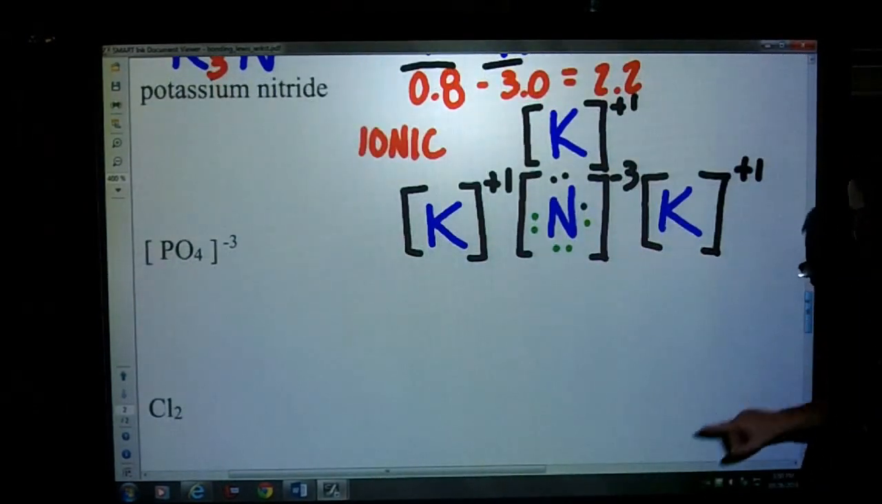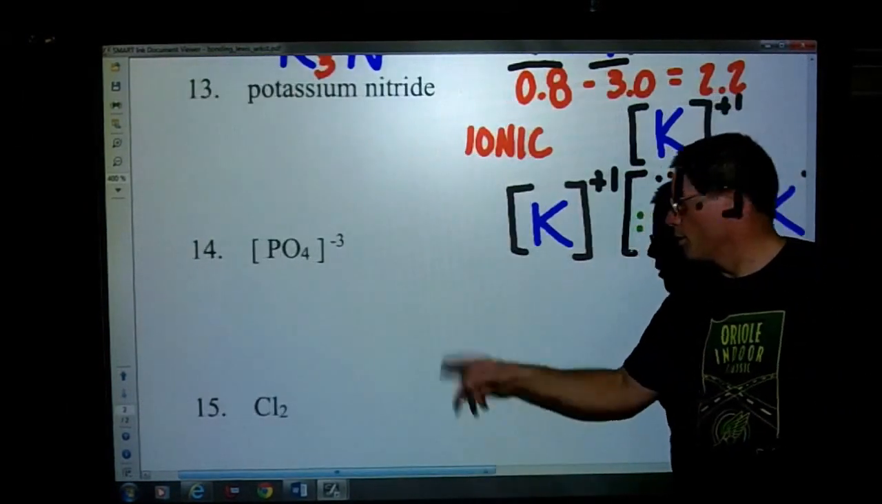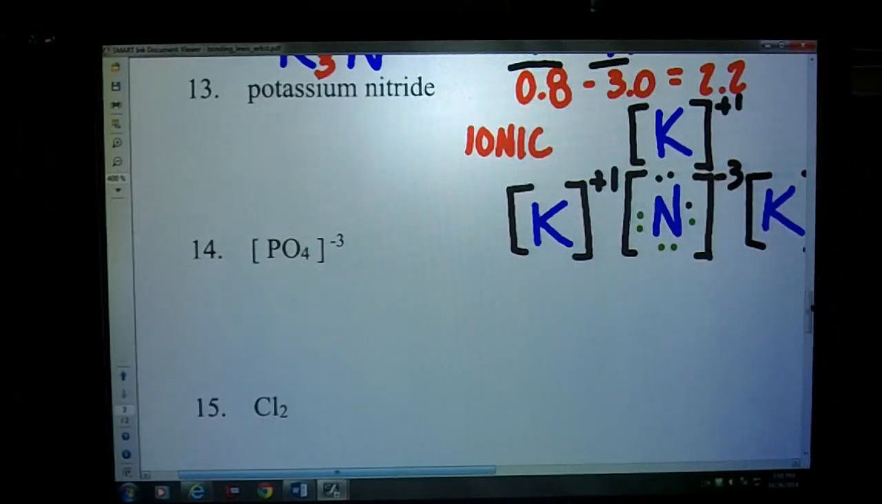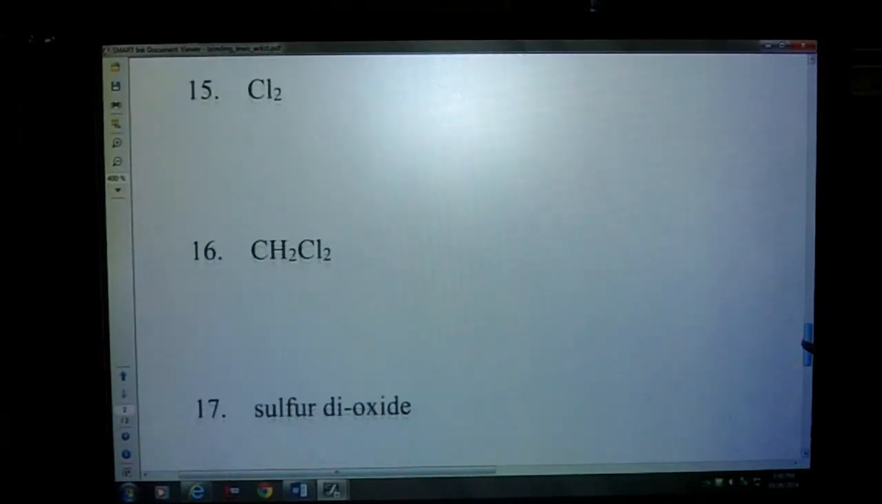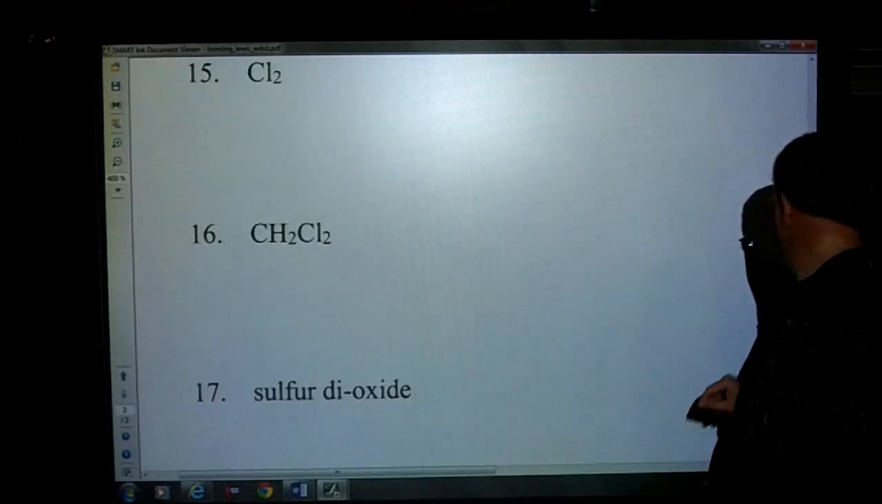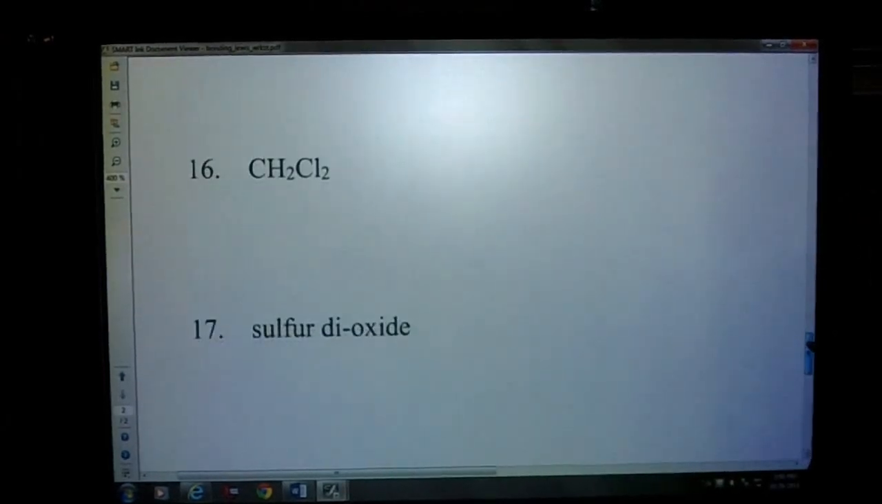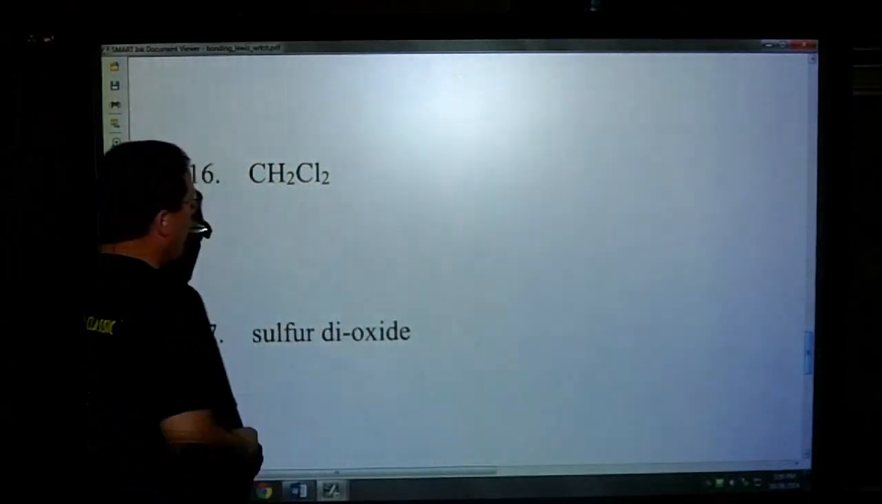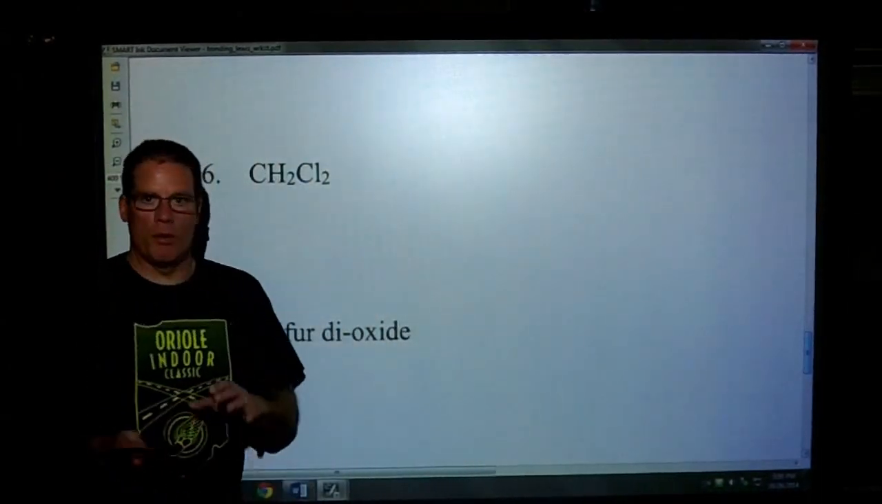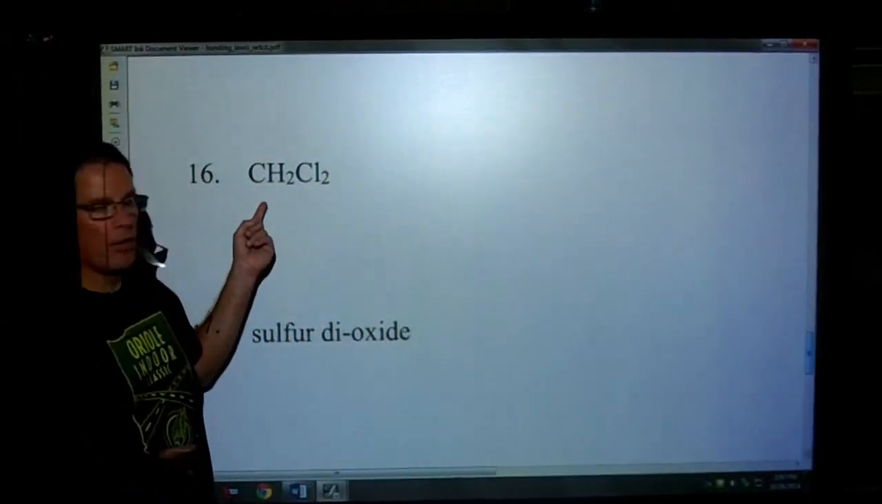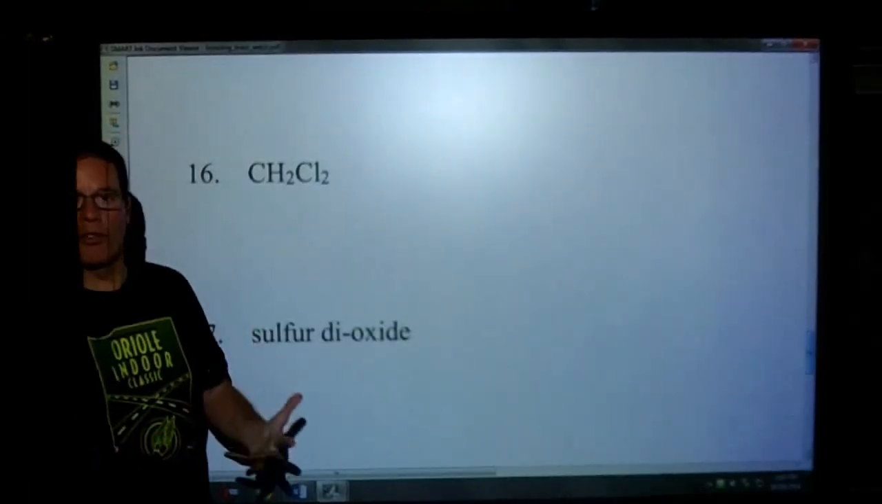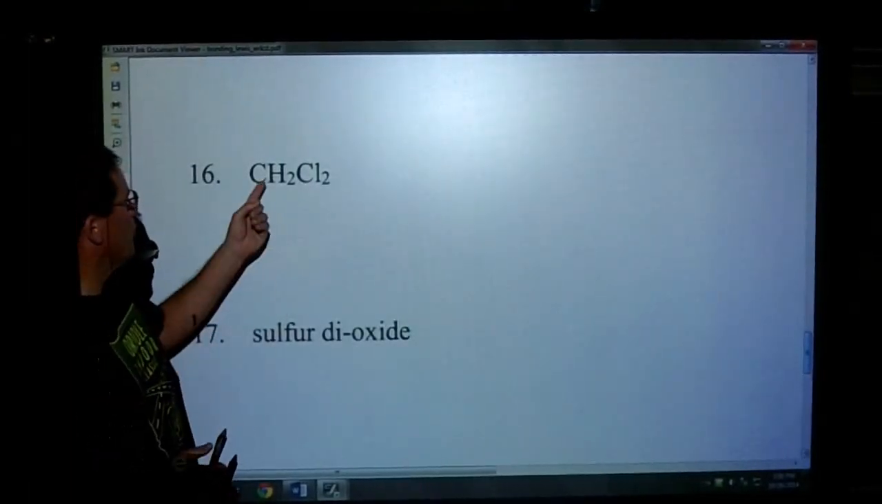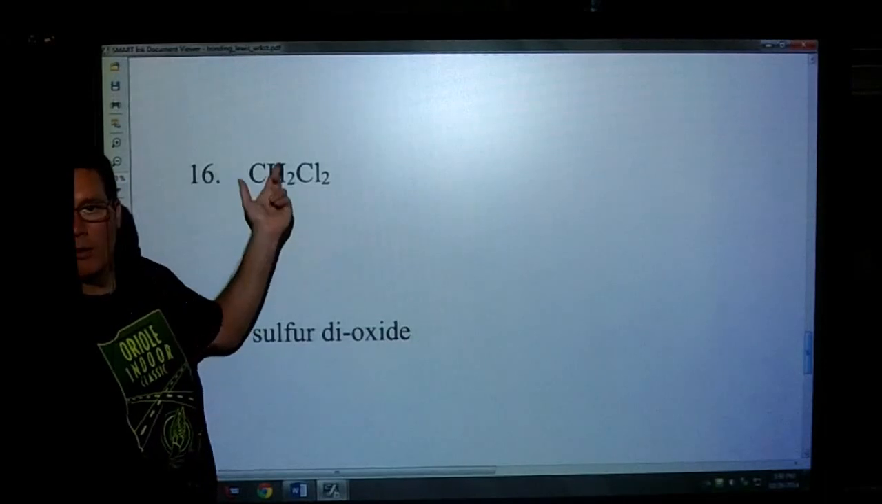Alright, so I'll let you do the phosphate on your own. Let's look at number 16. Okay. We have CH2Cl2. Interesting mix there. However, here's what we do have. We have carbon that's in this compound, which means that that is our centrally located atom. Which means that carbon is bound to a hydrogen and a chlorine.